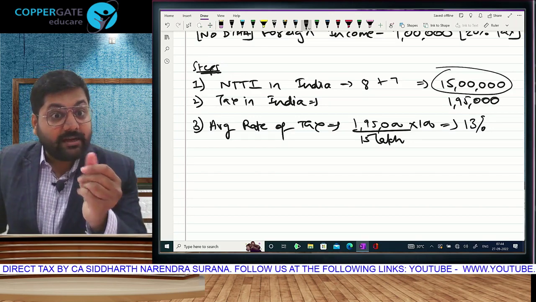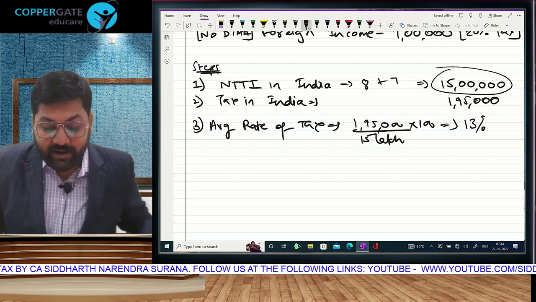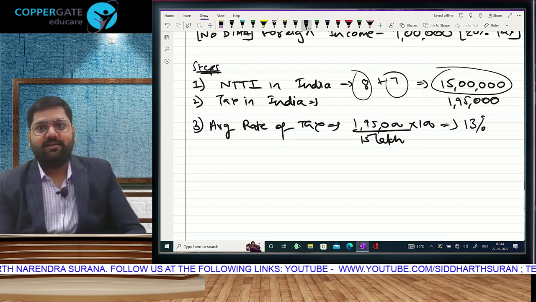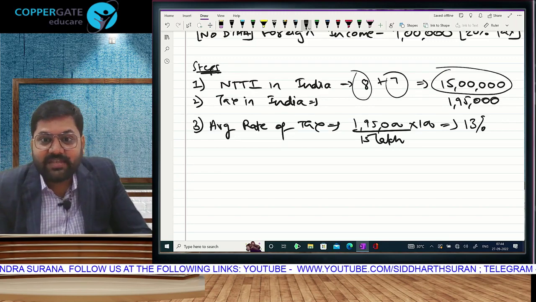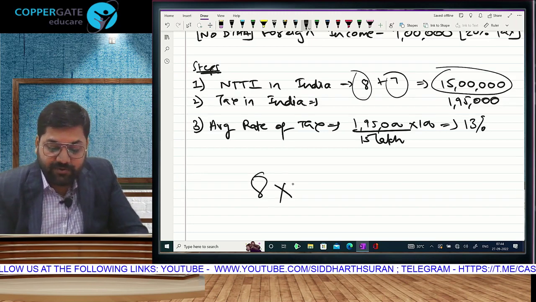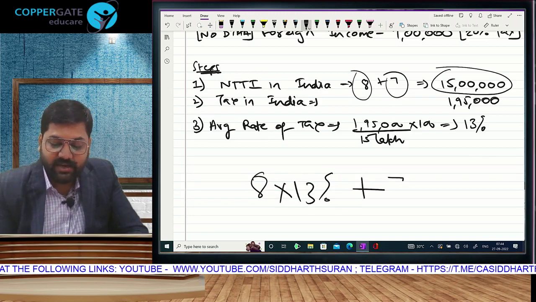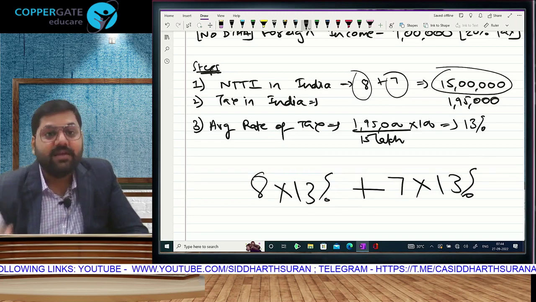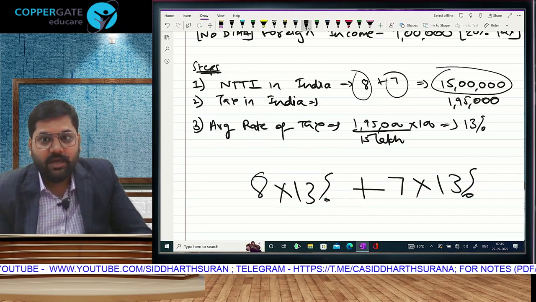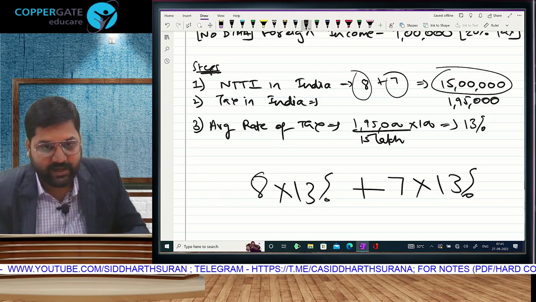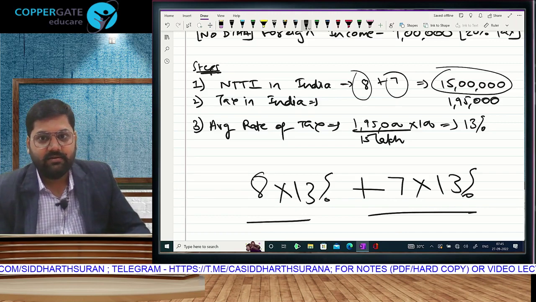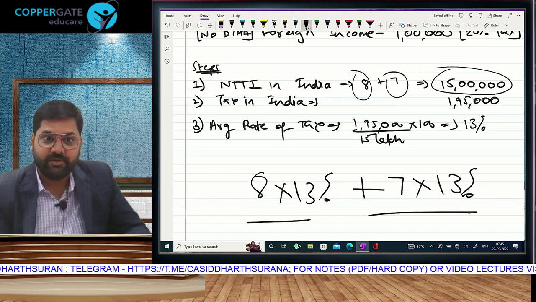That means I have paid 13% on 8 lakh and 13% on 7 lakh. That means I have paid 13% of 8 and 13% of 7, because I don't know whether you know this much maths. 8 into 13% plus 7 into 13% is 15 into 13%. So if 13% of 15 is my tax liability in India, that means this is how my incomes have been taxed in India. Is this understood, the most important step?